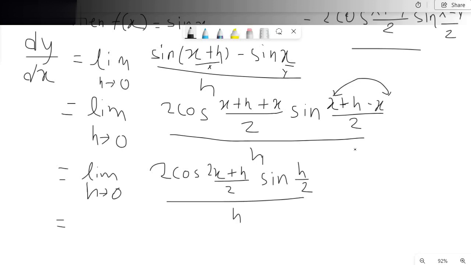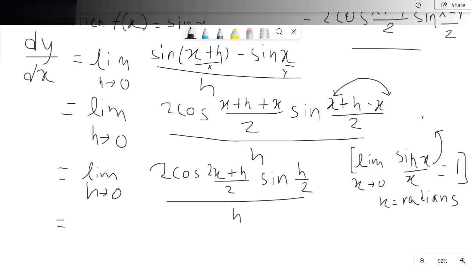So for calculus, you have to remember a very important limit, which is the limit as x tends to 0 of sin x divided by x is equal to 1, where x must be in radians. So from this expression, we actually get the small angle approximation of sin x being approximately equal to x, given that x is very small and measured in radians.